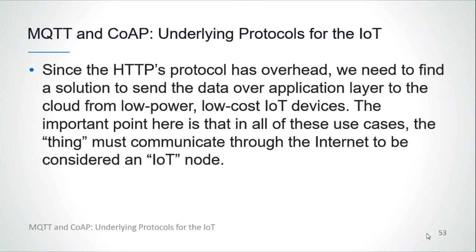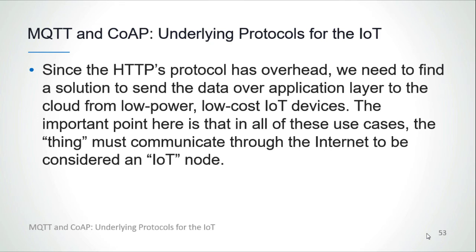The important point here is that in all of these use cases, the things must communicate through the internet to be considered an IoT node. So one of the reasons for the difference between CoAP and MQTT versus HTTP is just the compression of the size, and we were able to send the application layers and port the application protocols to the microcontroller. HTTP is too big, as you know, it's based on TCP/IP, UDP, and it's very big.